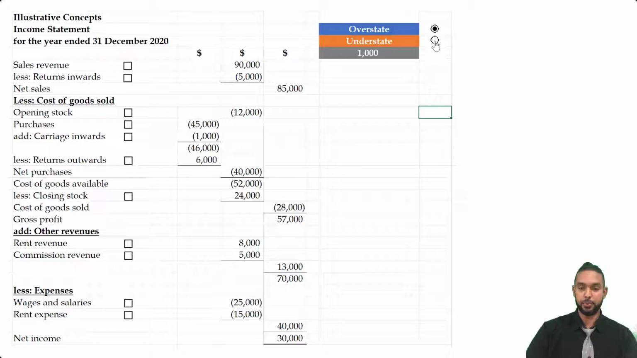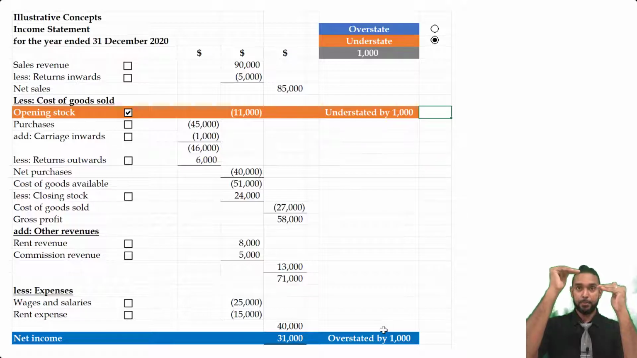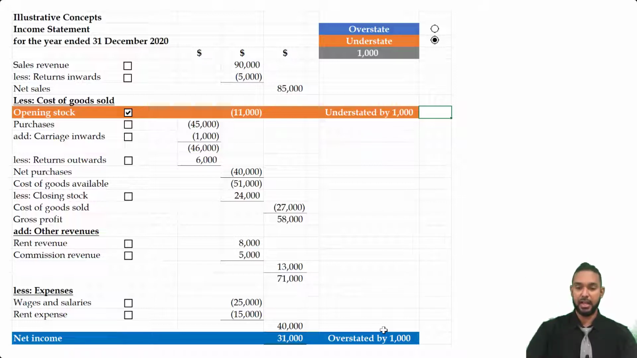Let's clear out the error, and what we want to do is switch it to understate. If we understate it instead, it's going to go down to 11. Let's see if this goes up to 31. Yep, there you go. It went down to 11, understated by 1,000, and net income went up to 31, overstated by 1. So as we can see, opening stock behaves like an expense. When it goes up, profit goes down. When it goes down, profit goes up. So remember that: opening stock behaves like an expense.